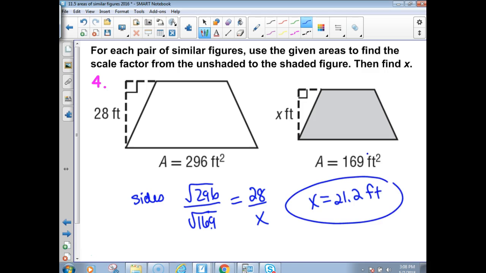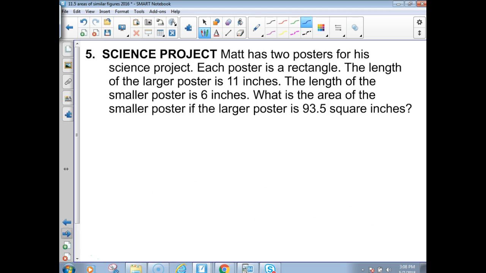All right, so I set up a proportion. If you want to do side lengths, you have to unsquare the areas. So that's why we took the square root.